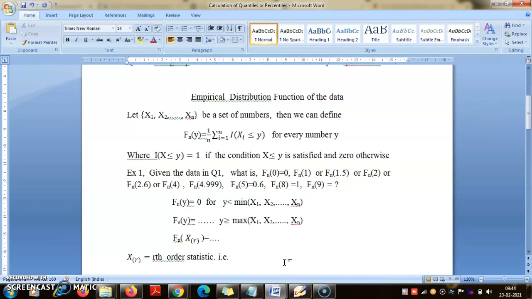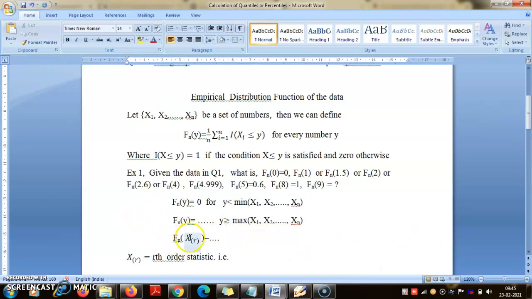So the interpretation of xr is that xr will represent that value in the data such that r minus 1 numbers are exactly below it, 1 number is xr itself, and n minus r numbers are above it. So if you add r minus 1, 1 and n minus r together, they add up to n. So it is called the rth order statistic.